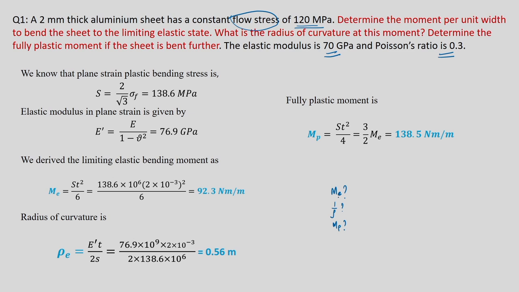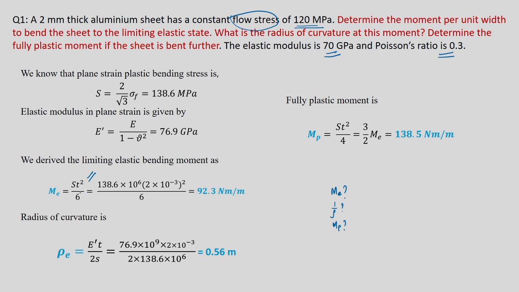So, we need to know ME. ME is already derived, which is nothing but S T square by 6. We put a condition: when y is equal to T by 2, your sigma 1 will become S. So, if you substitute in this particular situation, you will get ME equal to S T square by 6. Thickness is given as 2 mm. The only thing is you have to get S.